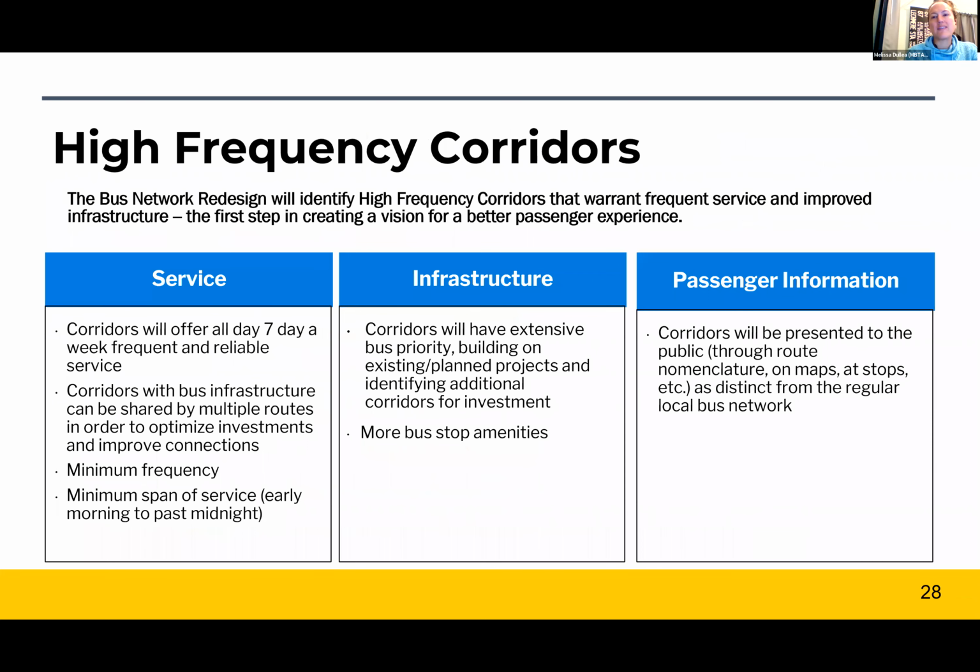Also, as part of a bus network redesign, we're really focusing on creating more high frequency corridors. Those are places that have high quality, frequent service and improved infrastructure, which we think can really make for a better passenger experience. On the service side, that would make for more corridors that have service 7 days a week with frequency that's all day, every 10 or 15 minutes or better for most of the day, perhaps a little less frequent on late nights or late on weekends, for example.